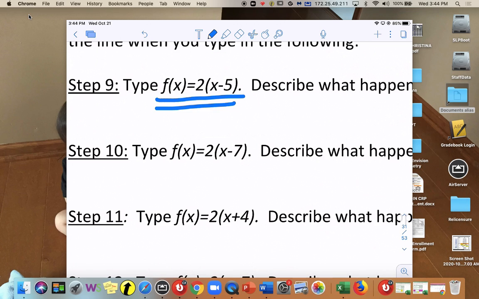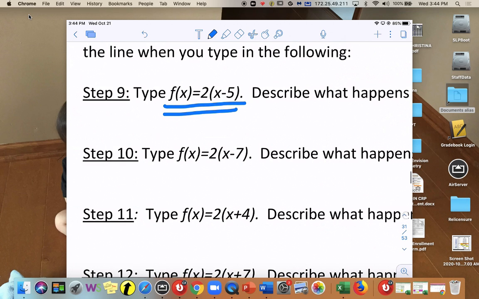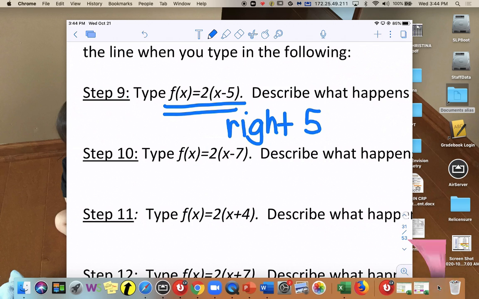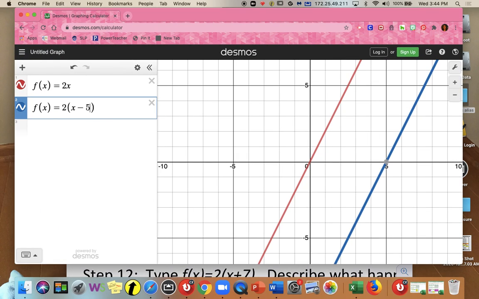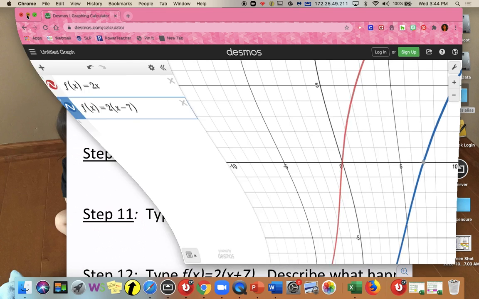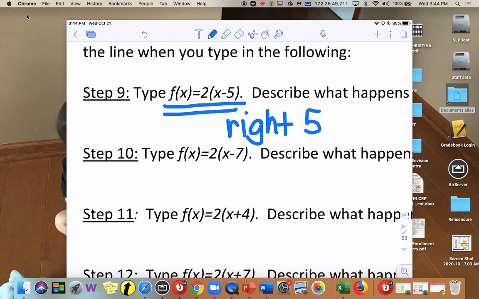Okay, so let's write that down. So this moved right 5. Make a prediction: if you change the 5 to a 7, what's going to happen? So I'm going to go ahead and type that in. I'll just change my 5 to a 7, and you'll see that our graph moves 7 to the right. So if we have the minus 7, it's right 7.